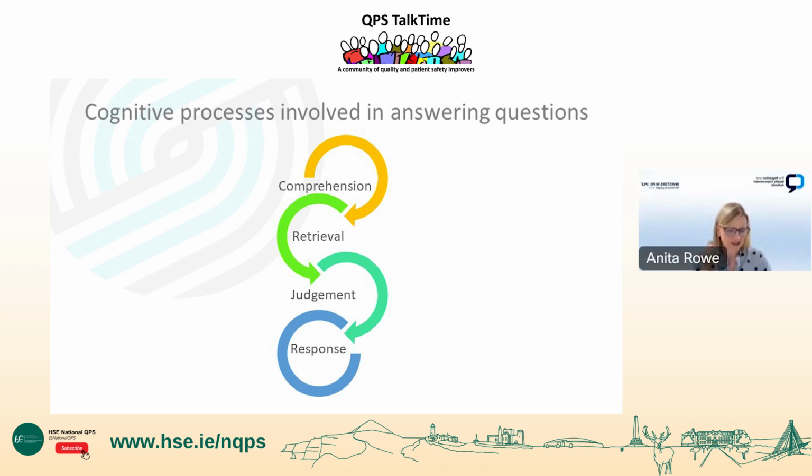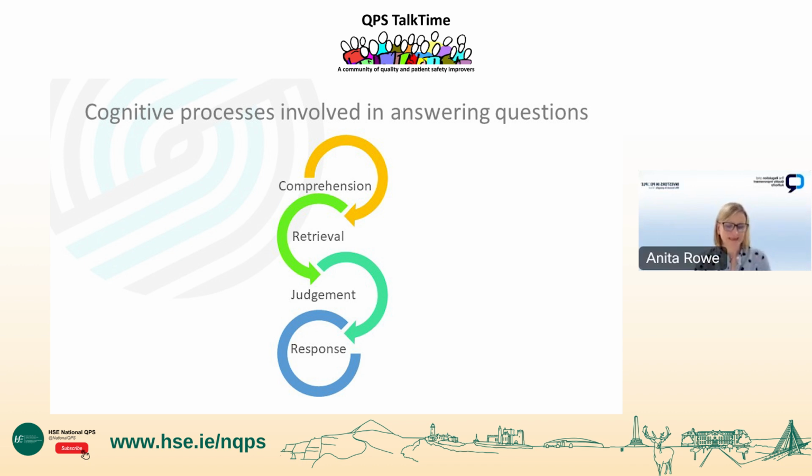And then it comes to judgment. They have to assess the completeness of the information that they're going to give, and judge whether it is relevant to the concepts in the question. So there's a lot cognitively happening, and that all happens before they respond. And what the research tells us is that after people have gone through all of these processes, they are said to optimize their response.